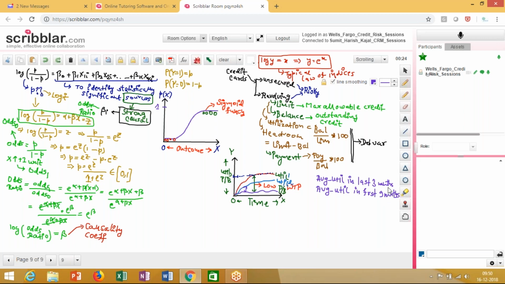So let's say in the last 12 months, I look into the average utilization. So first what I do is I start by looking into the average utilization in the last 12 months. Now I can say that a guy who has consistently had a higher utilization in the last 12 months is a more risky borrower. So average utilization in last 12 months.